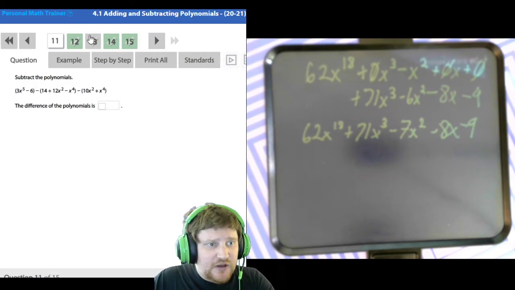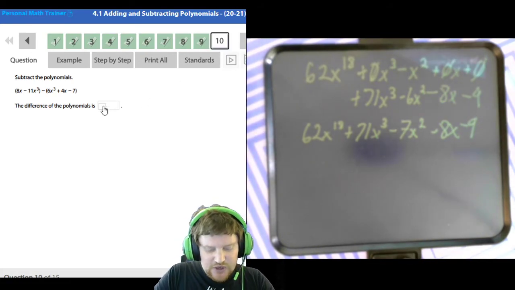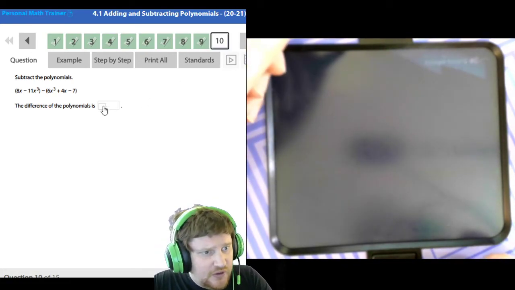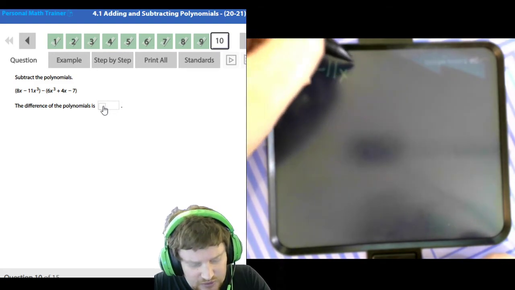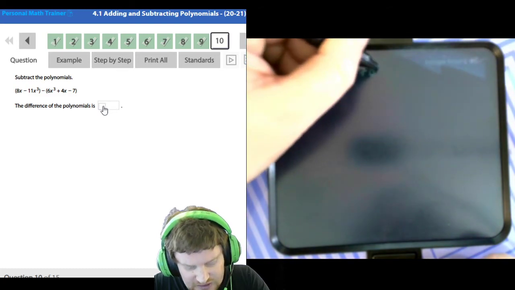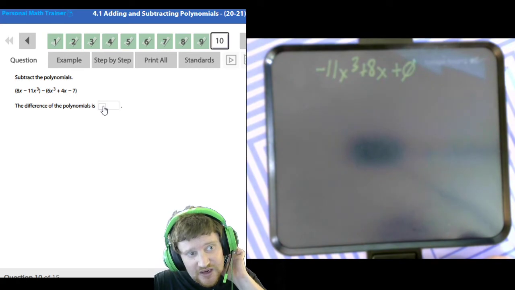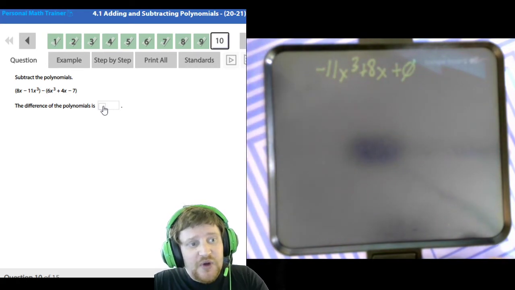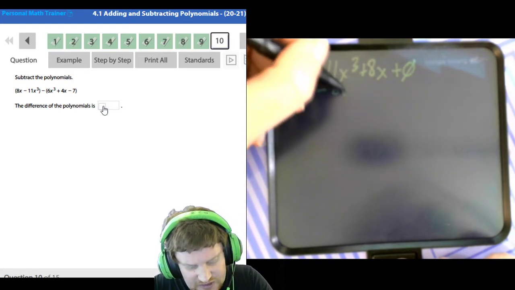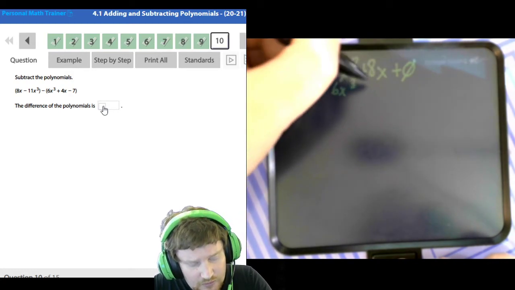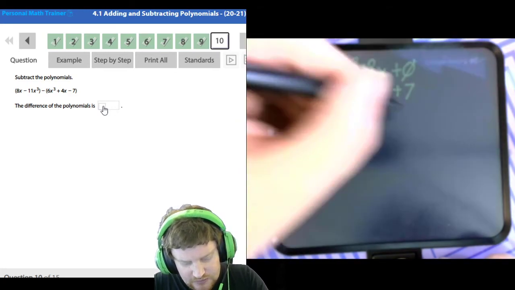And I believe this is our last one. Nope, we have number 11 after this. So number 10, once again, subtracting polynomials. We have negative 11x cubed plus 8x. And then I'm going to put plus 0 because the other side has a constant. On the bottom it is subtraction, so change all the signs. We have negative 6x cubed minus 4x plus 7.